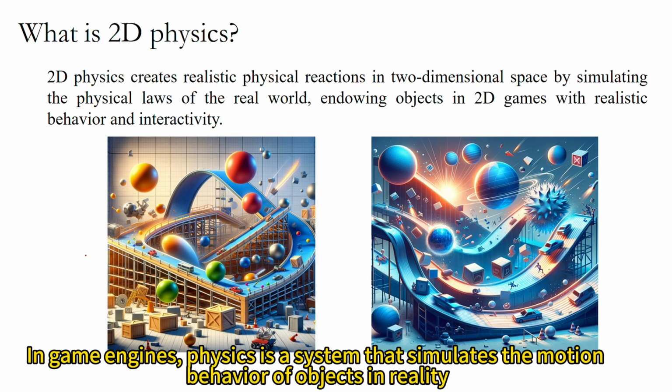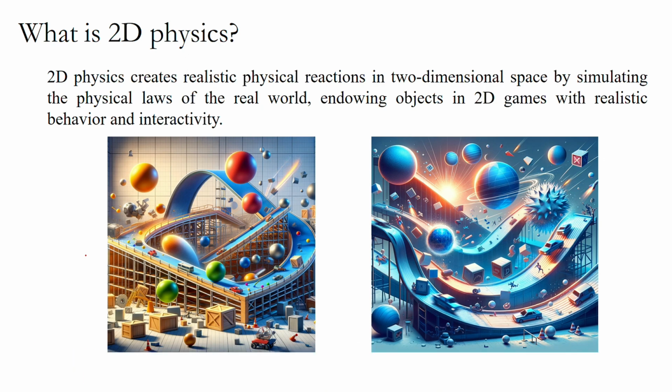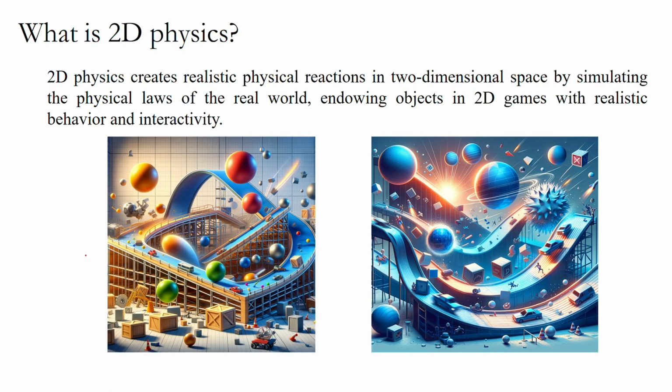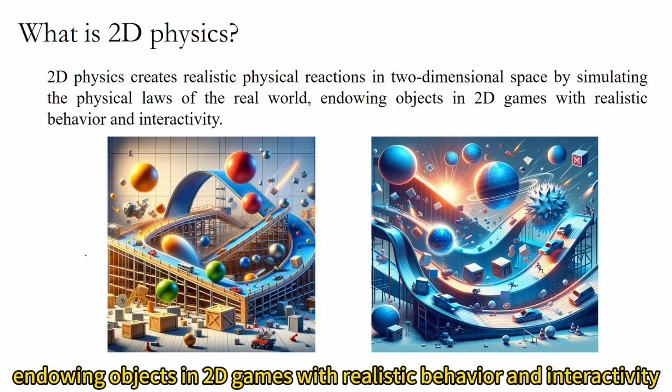In game engines, physics is a system that simulates the motion behavior of objects in reality. 2D physics creates realistic physical reactions in two-dimensional space by simulating the physical laws of the real world, endowing objects in 2D games with realistic behavior and interactivity.